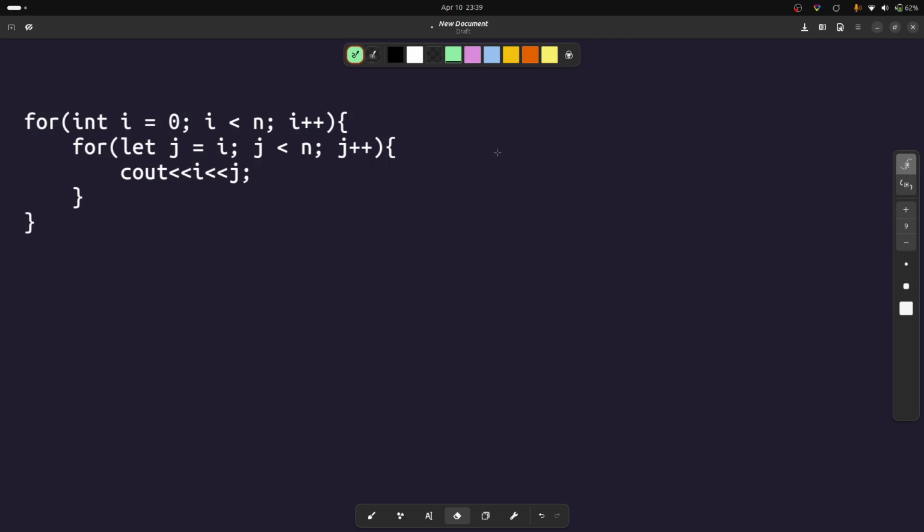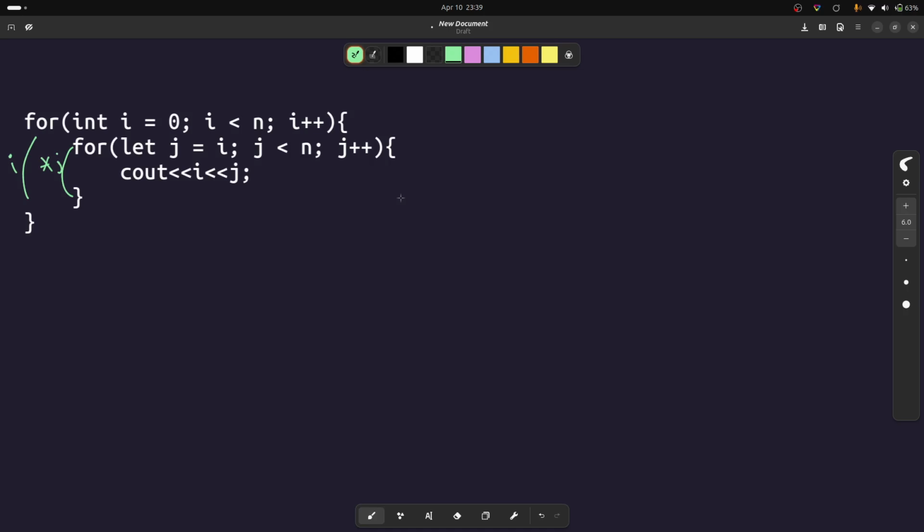Hello guys, here is another nested loop. One may think we can just get the iterations of the i loop, then get it for the j loop, and then multiply the two iterations and we'll get the answer. Well, that is completely wrong.